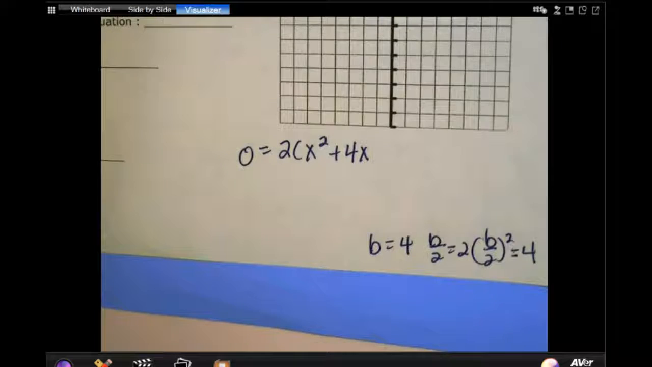All right. So what do I put for a, what to add? 4, but what do I have to add to the other side? It's not 4. Because we have factored out the 2. So 8.